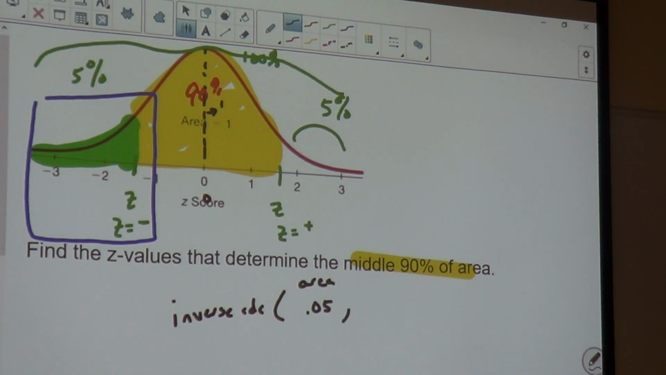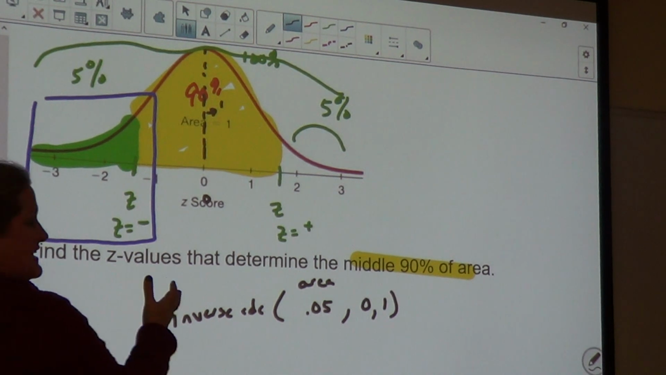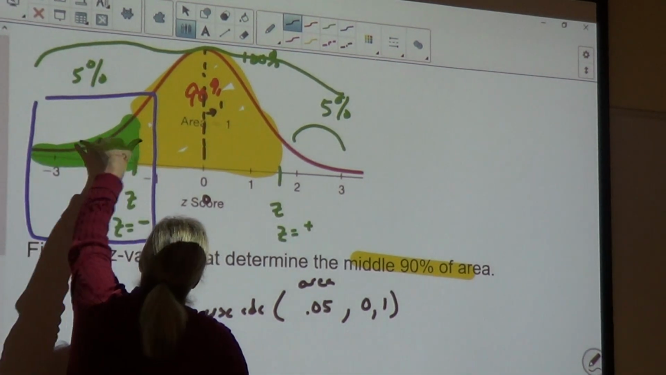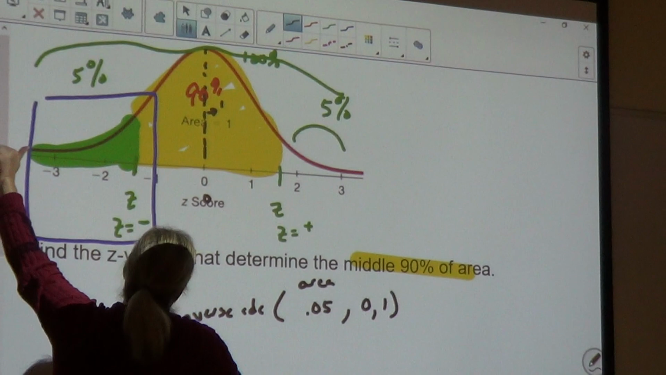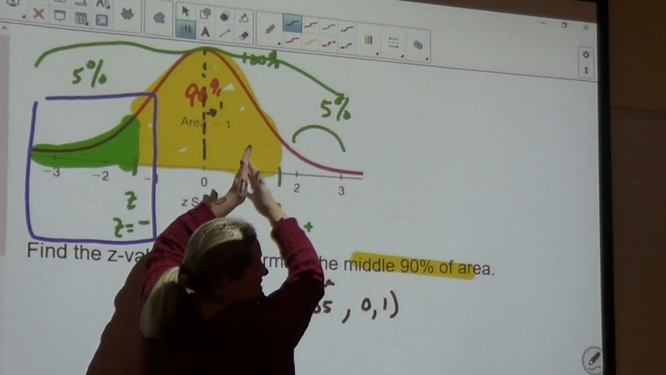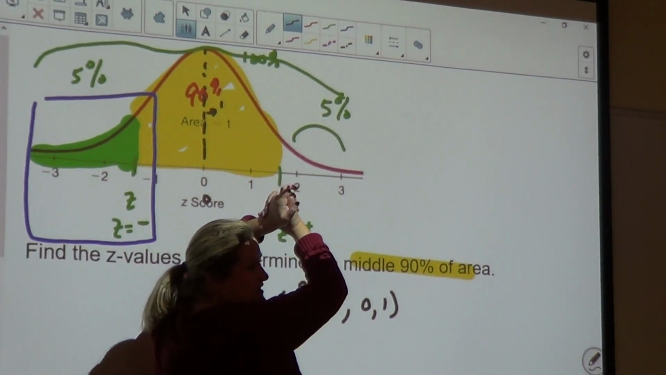0.05. What would my 0 and 1? Because normal CDF likes doing what I call a tail. It likes doing either going to the left or going to the right. It doesn't like doing a middle piece. And how did you get 5%?